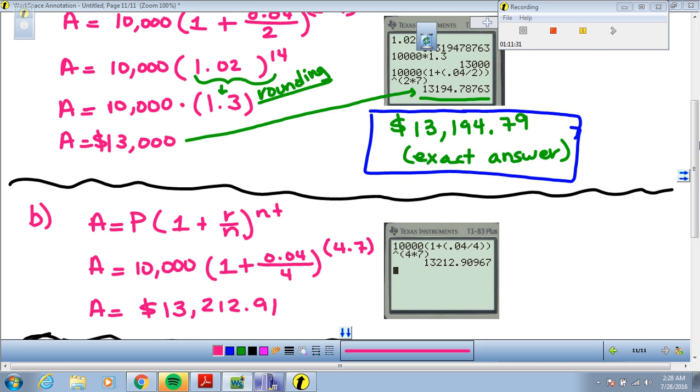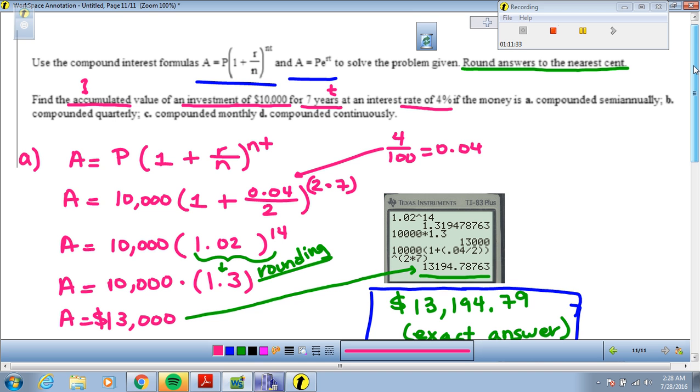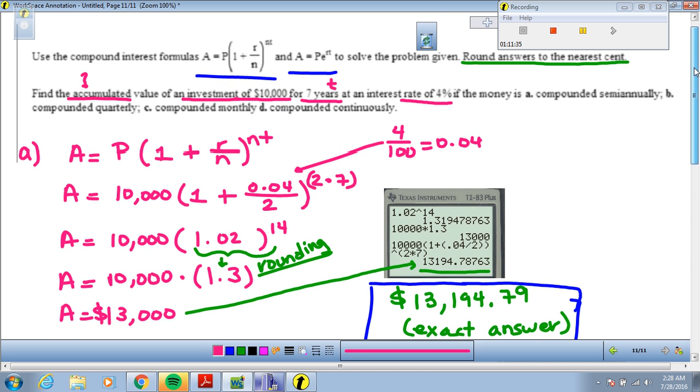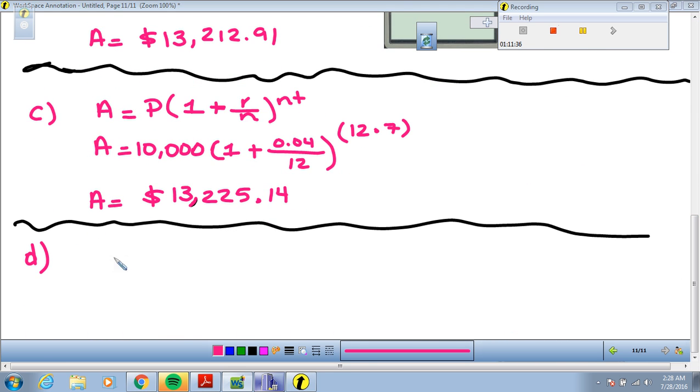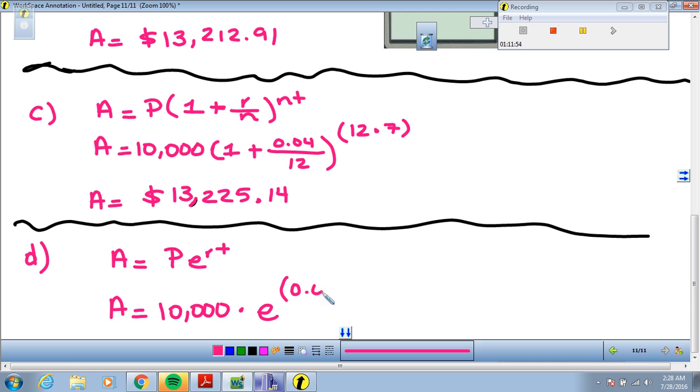Now D says compounded continuously. So what's the formula for compounded continuously? It's the other one. Remember, the key was continuously. So you're looking for the same thing, 10,000, it's the investment. Now this is a little different, times E raised to, what's the rate? 0.04 times the time. That's not changing, 7.